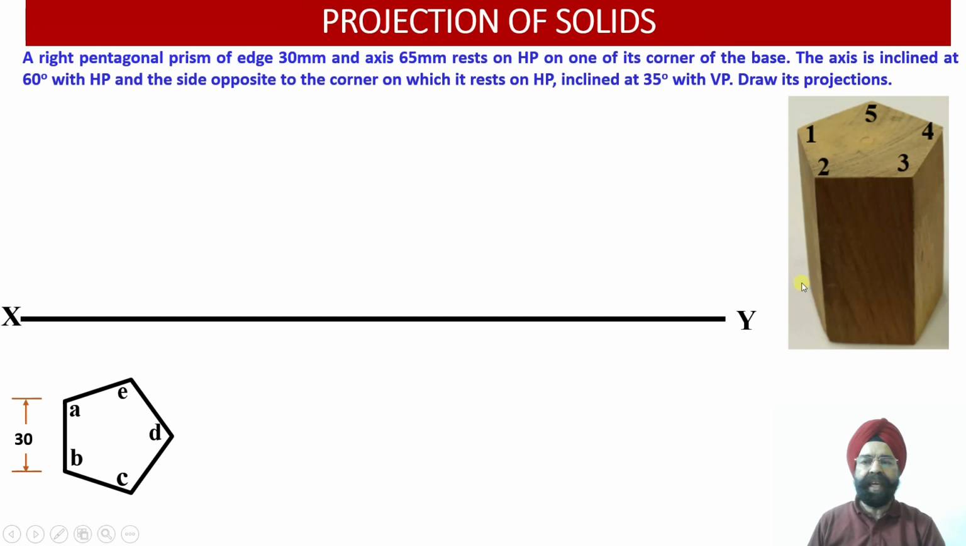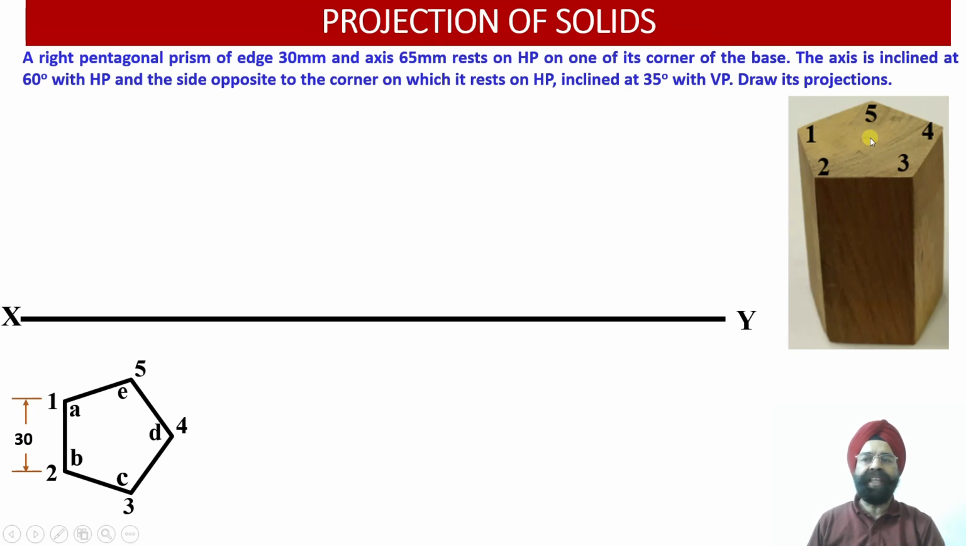Now let us label the different points of this pentagonal prism. Here we can see A, B, C, D and E. These are the 5 points of the base of the pentagonal prism, whereas 1, 2, 3, 4 and 5 are the 5 points corresponding to the top face. So the base points and the top face points have been marked onto the top view projections.